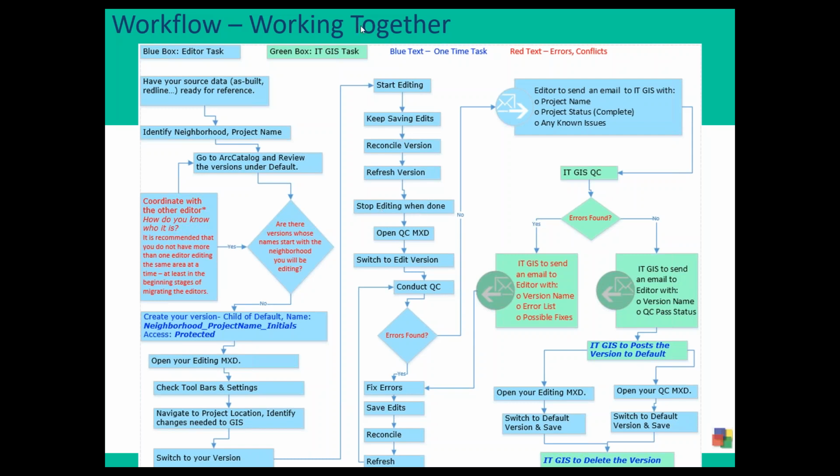Okay. Now, the two blue tabs that you see, this is the life cycle of your versions, if I may say. This blue here is your version gets created. Here it gets posted to your default. That means your version is no longer having any differences from the default version. And then the last one here is it gets deleted. Can you see the bottom of the screen? It says IDGIS deletes the version.